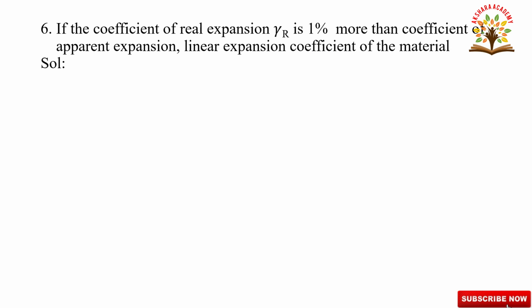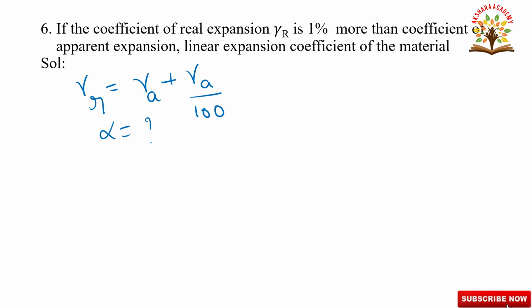Next, if the coefficient of real expansion gamma R is 1% more than the coefficient of apparent expansion, the linear expansion coefficient of the material is: gamma R is equal to gamma A plus gamma A by 100. Alpha is equal to question mark.